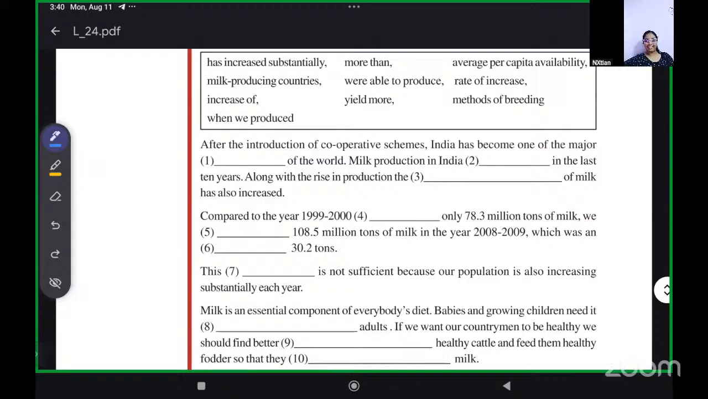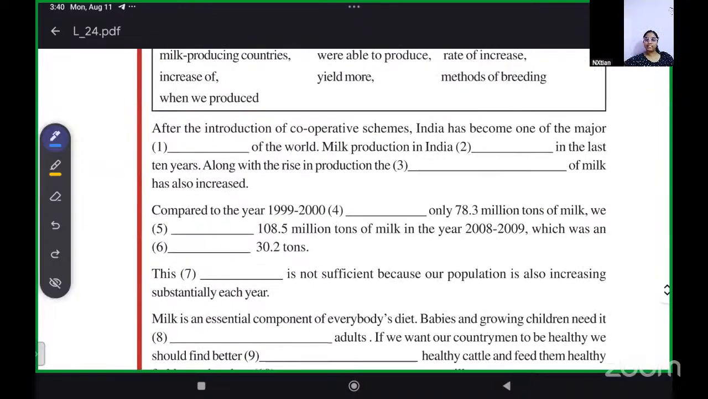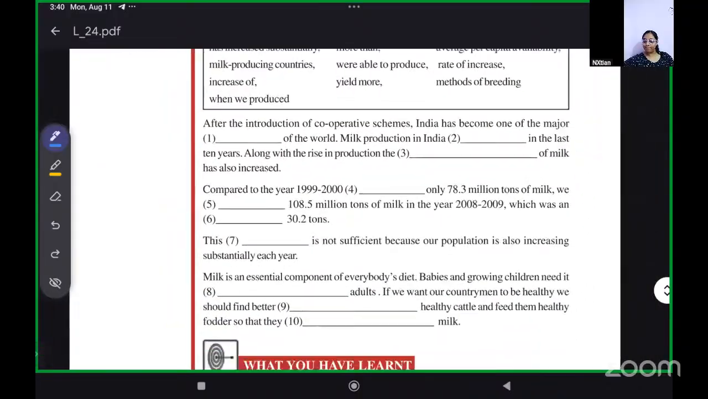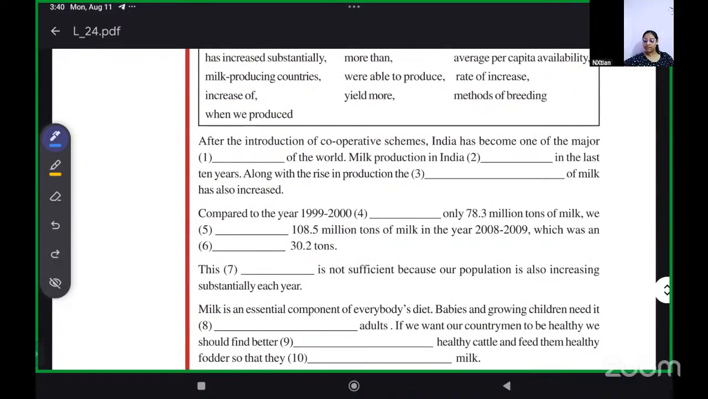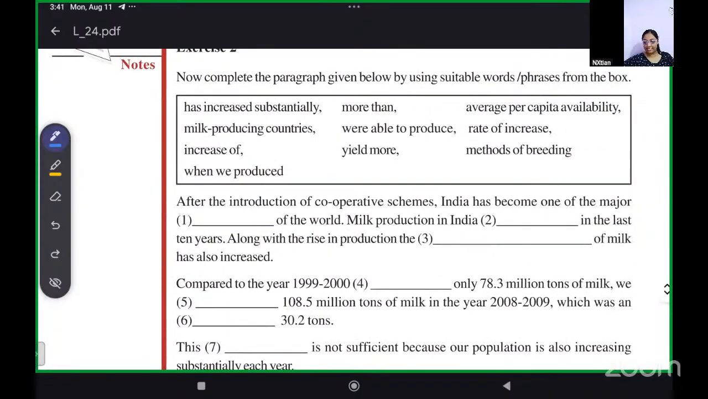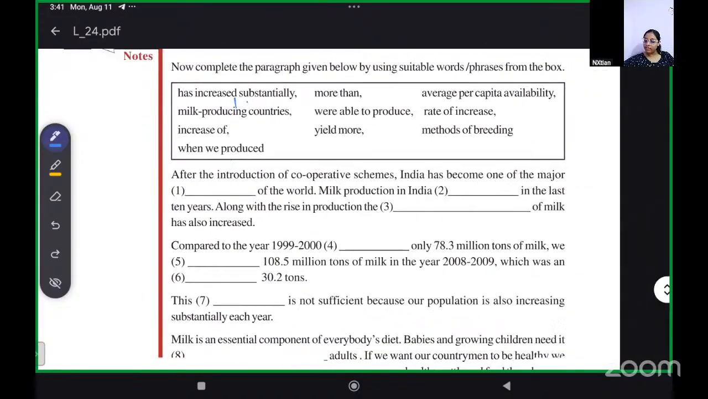Are you all done with this exercise? Not yet, ma'am. Shall I do it verbally? Okay, we'll do it verbally. You can write it later. First one: After the introduction of cooperative schemes, India has become one of the major dash of the world. Milk producing country. Yes, milk producing country.